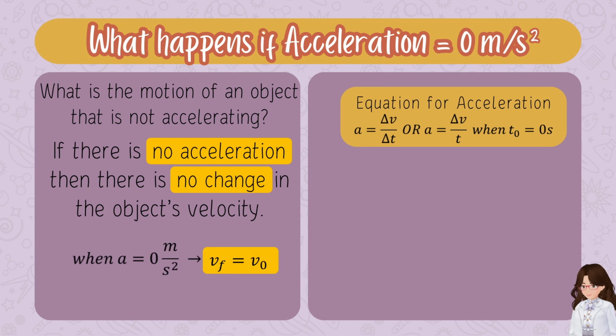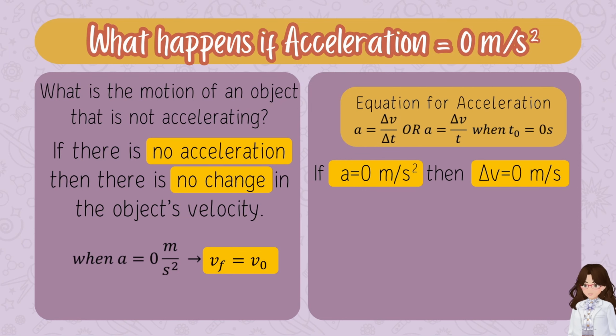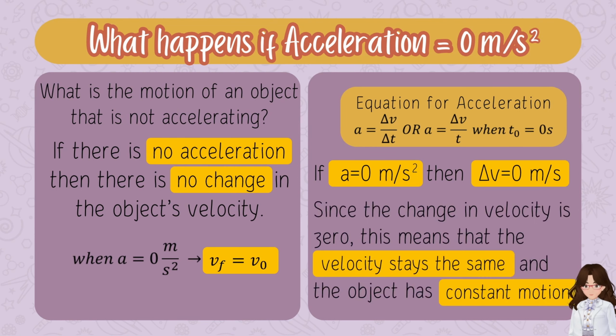So when a equals 0 meters per second squared, we're going to get that v final is equal to v initial. If a is equal to 0 meters per second squared, then our delta v is equal to 0 because we're subtracting the same two numbers. So in this case, since there's no change in the velocity, this means that the velocity is going to stay the same, and the object has constant motion. If acceleration, by definition, is a change in motion, then no acceleration is no change in motion, or constant.